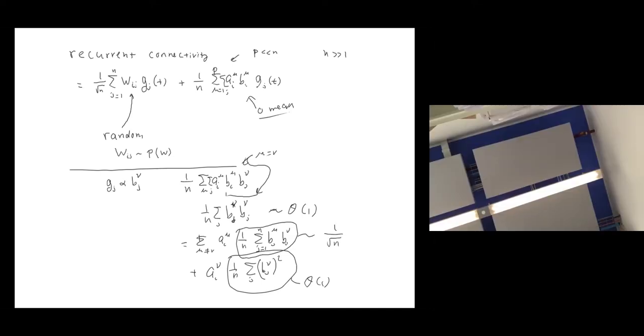I'm going to actually spend a lot of time on the scaling, and I'll come back to that. That's 1 over root n. This is order 1. And this term, I'm actually going to show that on the next page. This is something you guys need to know inside and out.